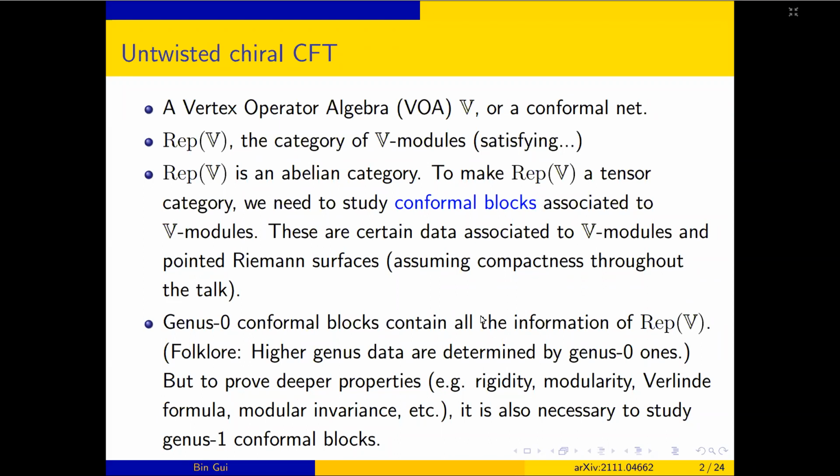In order to put the monoidal structure, or the tensor category structure, on this category, the crucial step is to study the conformal blocks. So conformal blocks are one of the main, the central objects in our talk. One of the main reasons for studying conformal blocks is to put a tensor structure and study some properties satisfied by this representation category. Okay. So this is the untwisted, or non-orbifold, story.